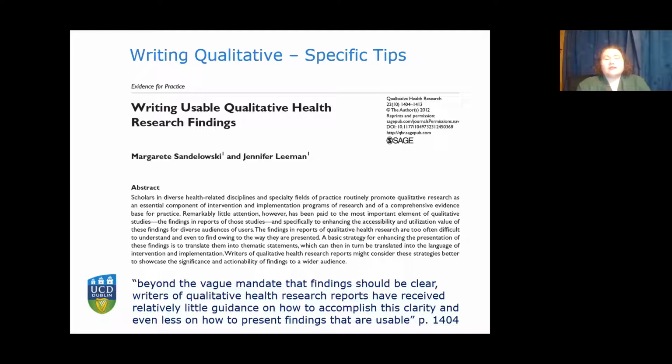So I think it's interesting that they focus on this idea of thematic statements to really isolate the key messages. So this is a paper that I would definitely recommend, and I was very relieved to see that a lot of the things that I was going to talk to you about today were present in that paper, so I would definitely recommend it.